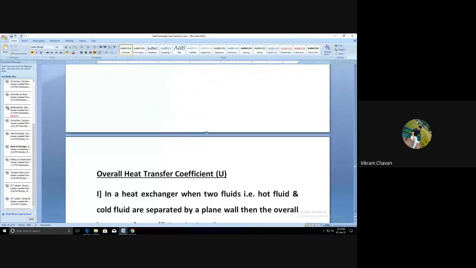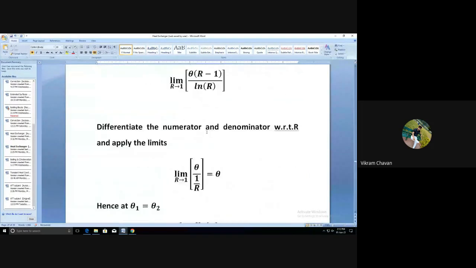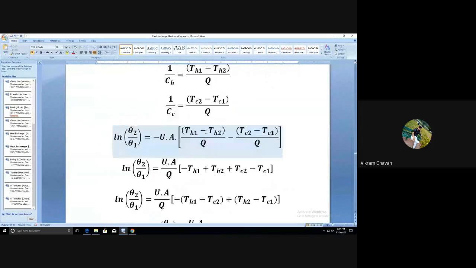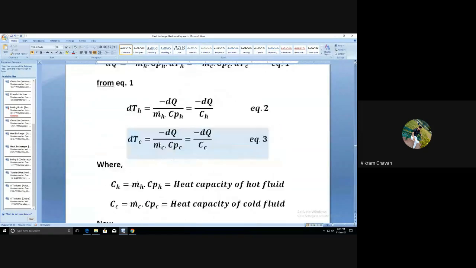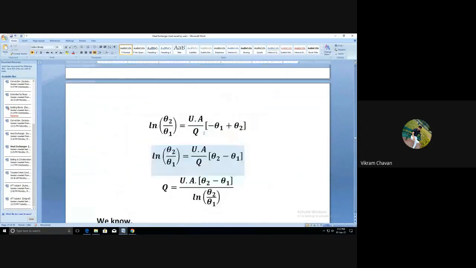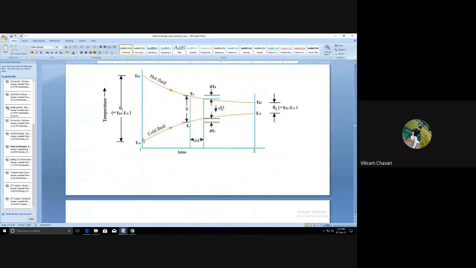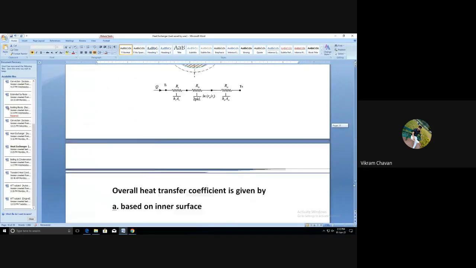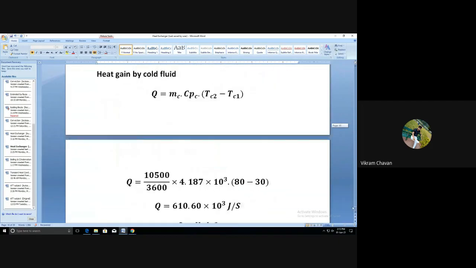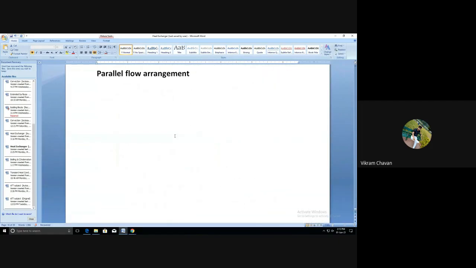Theta1 and theta2, parallel flow. So this is the parallel flow. Here you need not draw the complete diagram. You just draw the schematic diagram for the temperature.